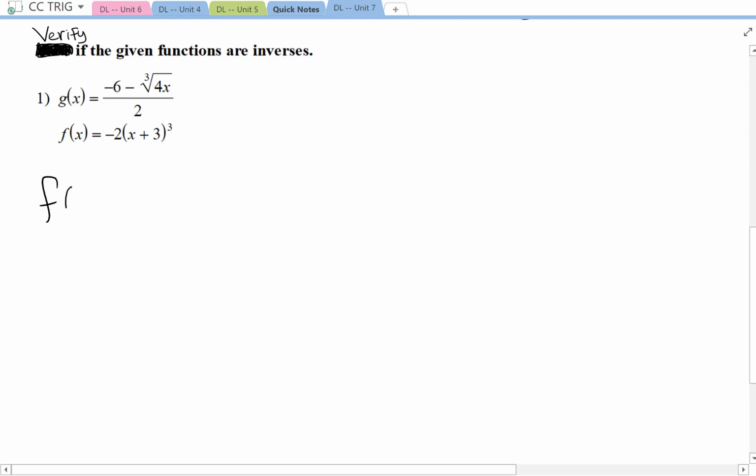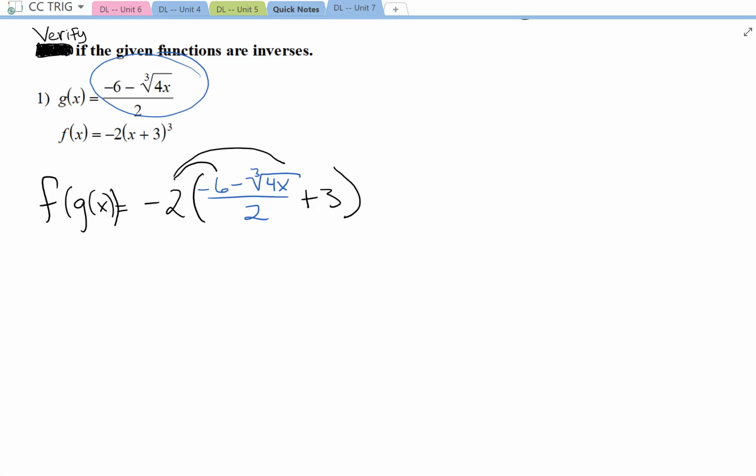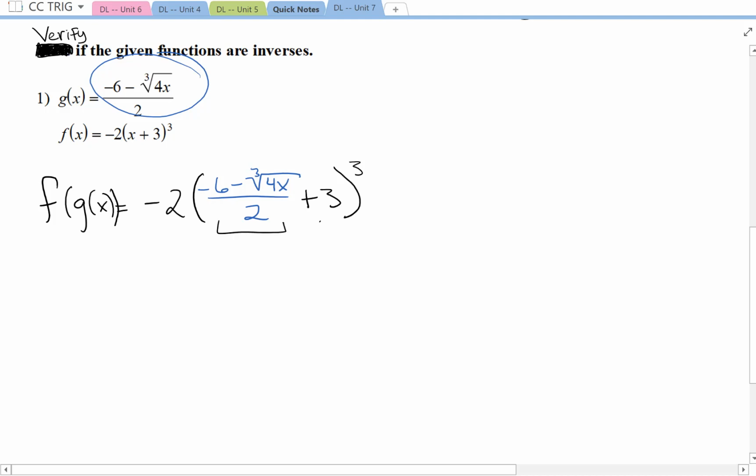So f of g of x, -2 times x plus 3 cubed. The g function is this fraction right here, so -6 minus cube root 4x over 2. You cannot distribute this 2 because of this 3. This is saying the quantity is being multiplied by itself 3 times. Okay, so you cannot distribute this -2. So my next step, if I can't distribute this -2, I definitely can't apply this little 3. That only works if everything's a product. So I have this awkward fraction and this 3 inside of the parentheses.